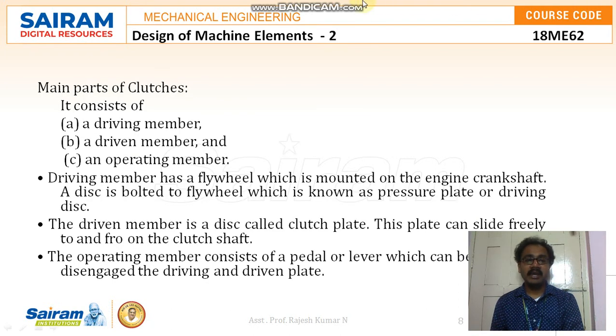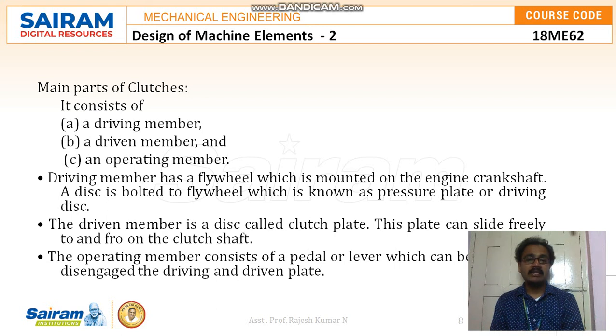Moving to the main parts of the clutch, it mainly consists of a driving member, that is the driver, a driven member, the follower, and an operating member. The operating member is usually a pedal kind of device, in the case of trucks, cars and buses, where you can see the pedal. That we call the operating member.